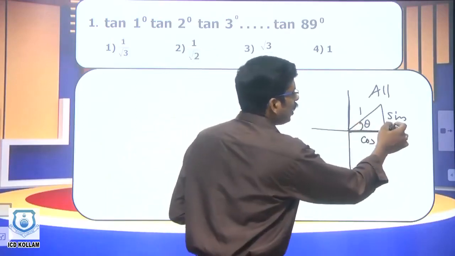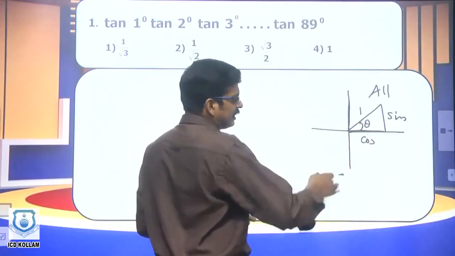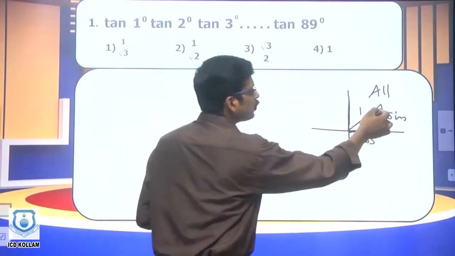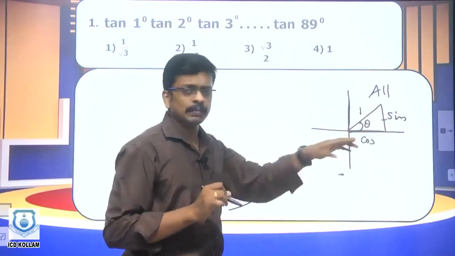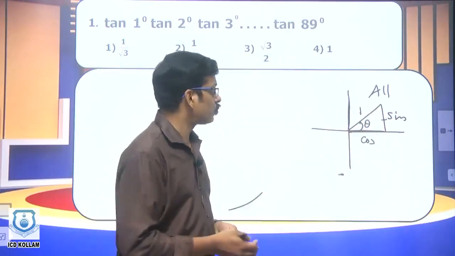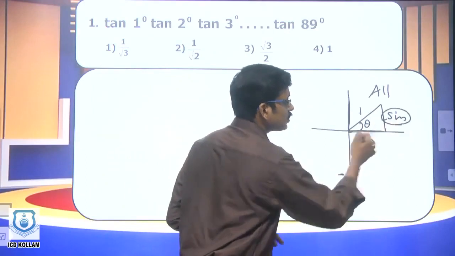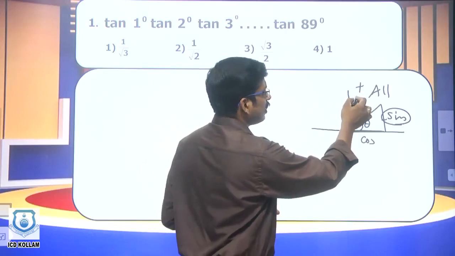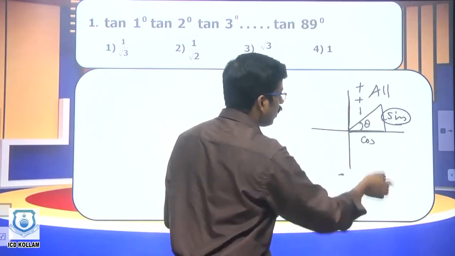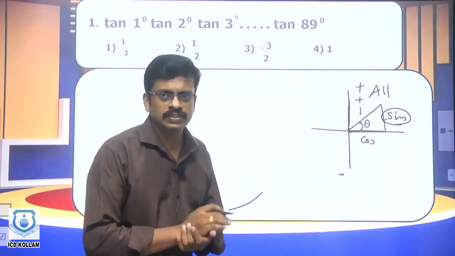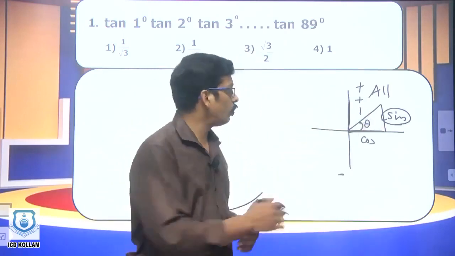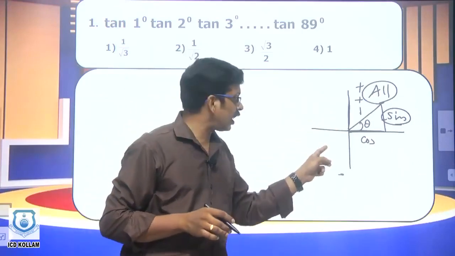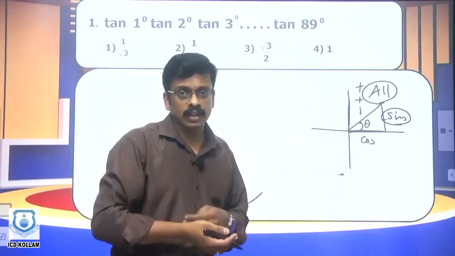If you need to find sine theta, we need to take opposite side by hypotenuse. Both opposite side and hypotenuse in this case are positive numbers. So we can say the sine value is always positive in the first quadrant. Similarly, in the first quadrant the cos value is positive, tan value is positive, and all other trigonometric functions are positive. So in the first quadrant it is all positive. We will discuss the second, third and fourth quadrants in upcoming classes.